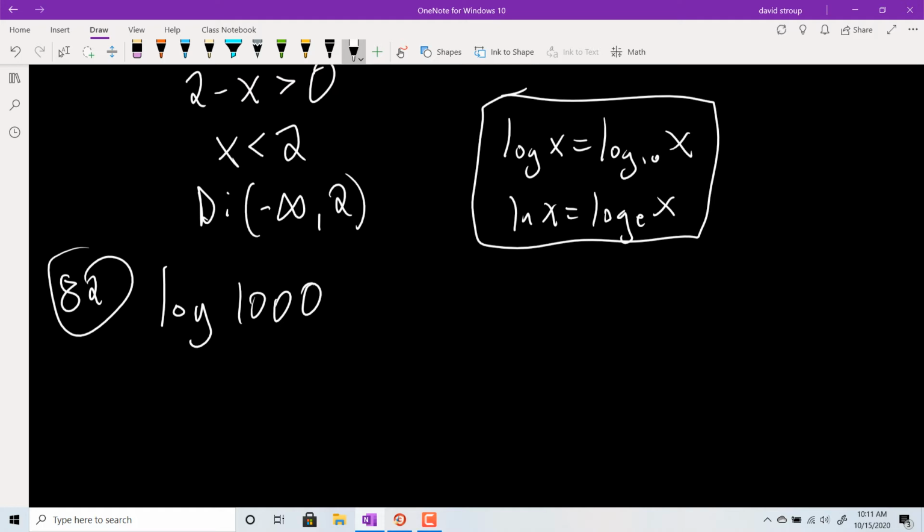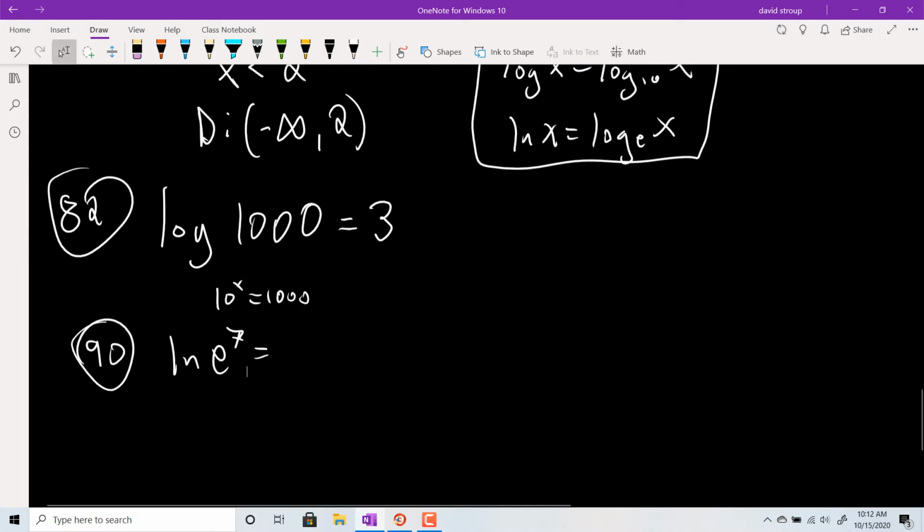Log of 1,000 is asking 10 to what power equals 1,000. Basically just count the number of zeros. That would be 3. Number 90, the ln of e to the 7. Okay, so this one's asking e to what power equals e to the 7th, and that's just going to be 7.